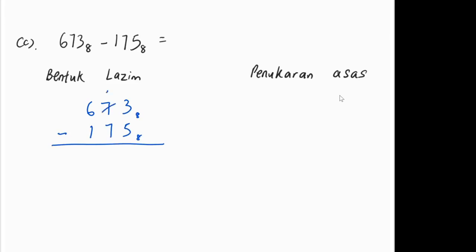7 ni akan jadi 6. Selepas tu 3 ini akan tambah dengan asasnya iaitu 8. 8 tambah 3 tu 11. 11 tolak 5 tu adalah 6.